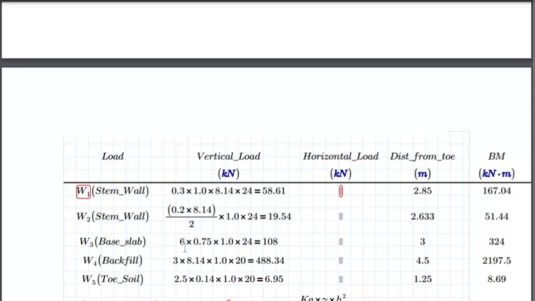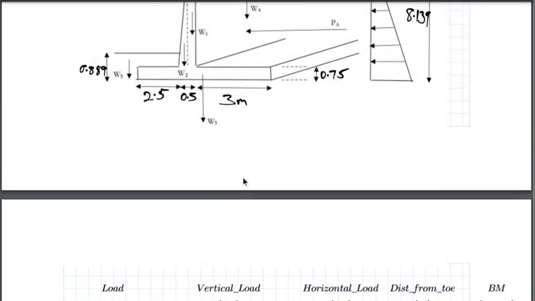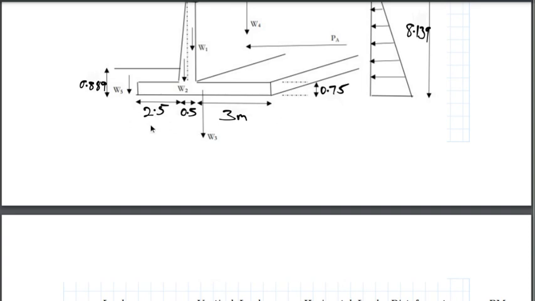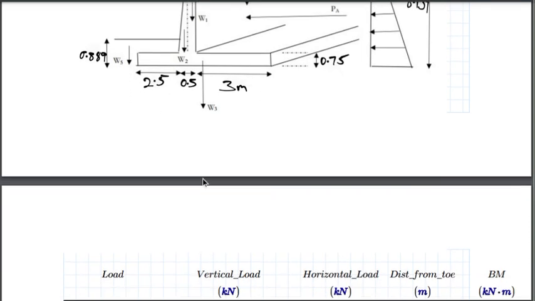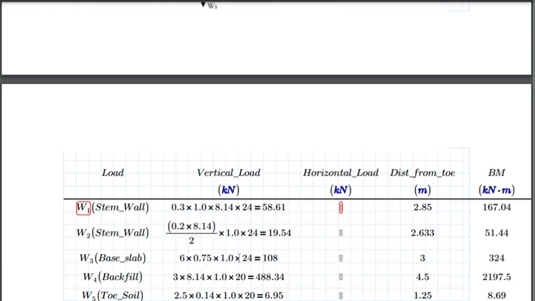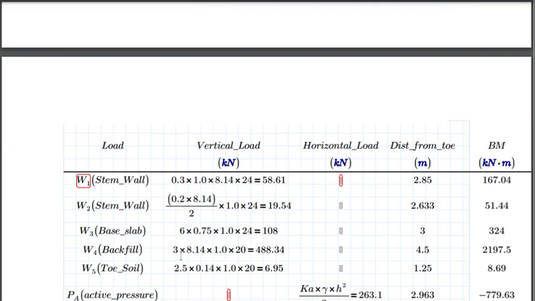Same goes with the base slab. This is the base slab. Our base slab here is 6 meters, then the thickness is 0.7 meter. 6 times 0.7 times 1 times the concrete density would give us 108.